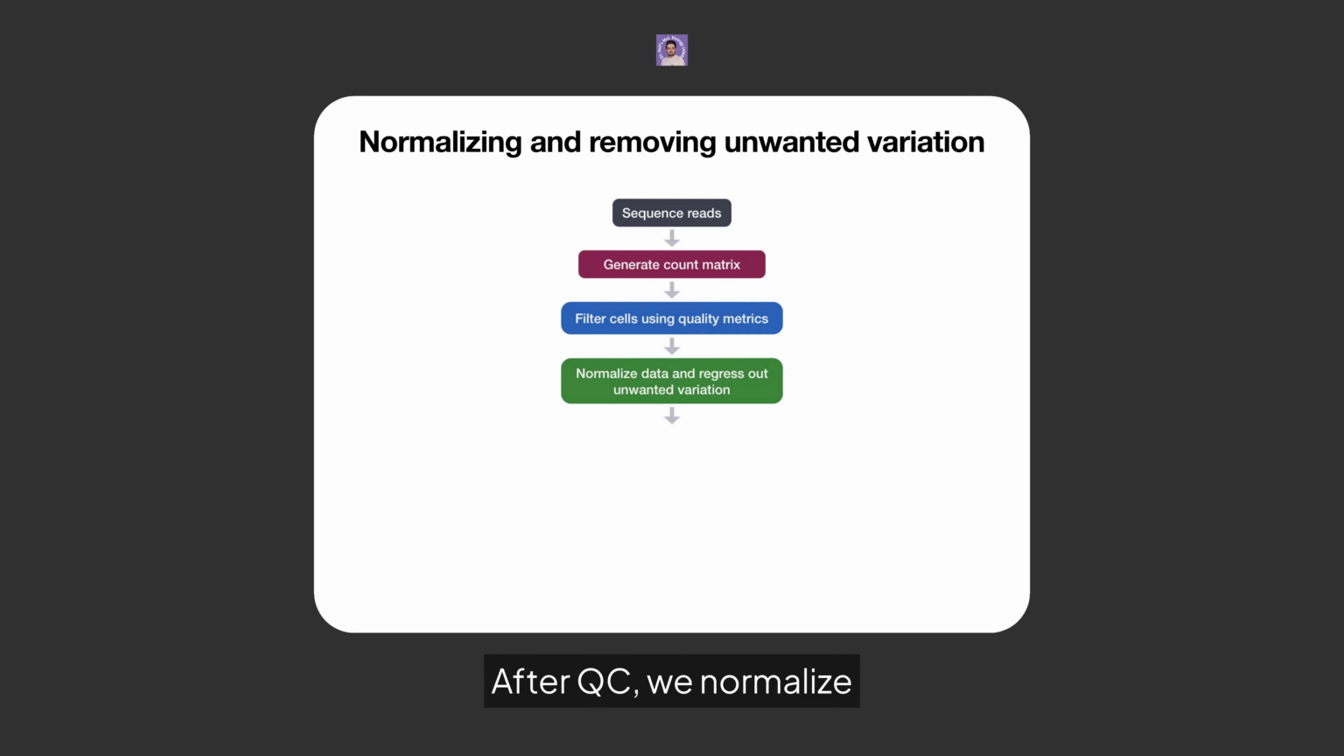After QC, we normalize and remove unwanted variation. Starting from sequence reads, we generate a count matrix, filter cells using quality metrics, and then normalize expression while regressing out technical effects. This pipeline ensures that downstream analyses reflect true biology.